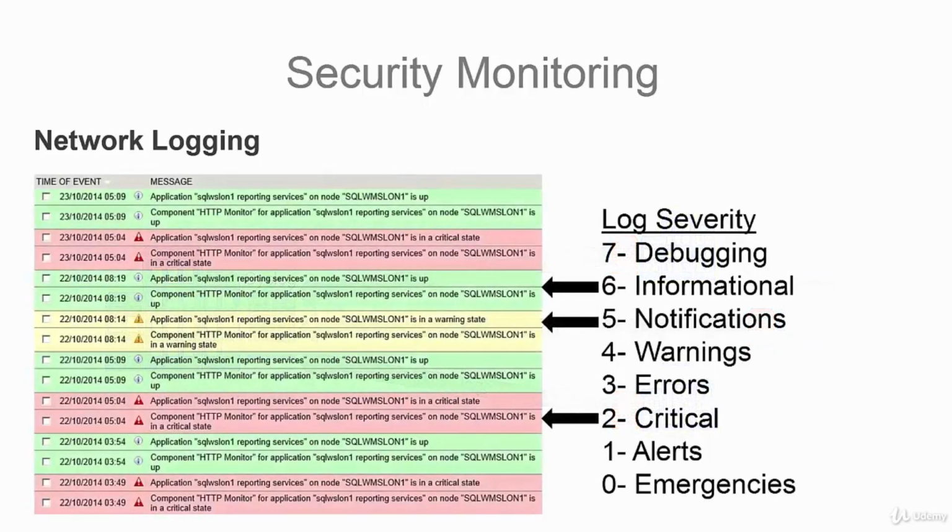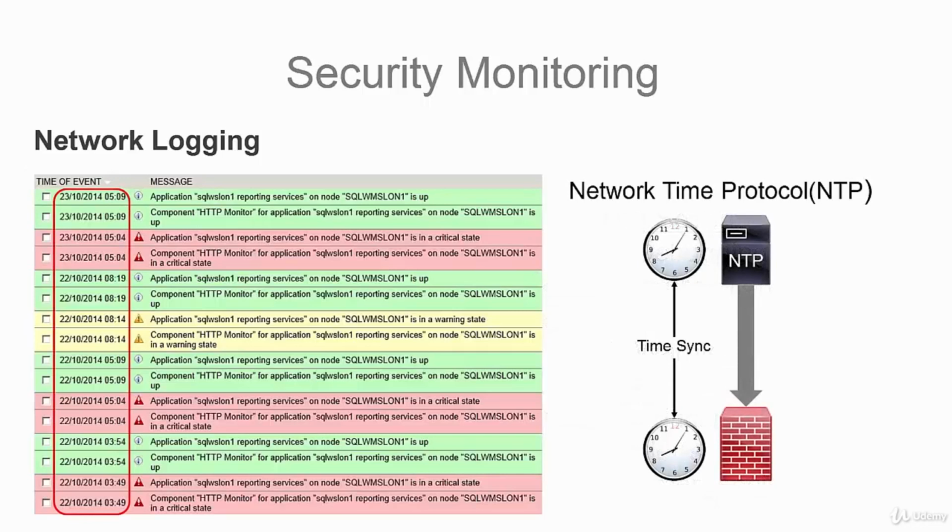Network logs are classified based on severities. For example, if a firewall reboots, it may be classified as an emergency. But if a VPN user logged in, that would be considered to be an informational log.